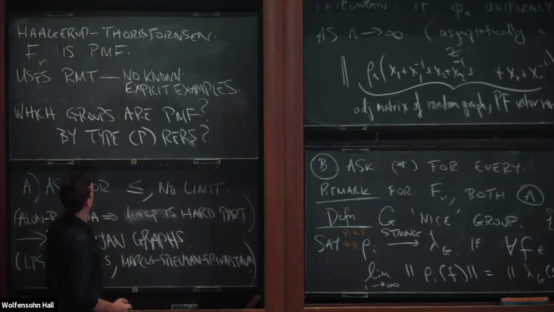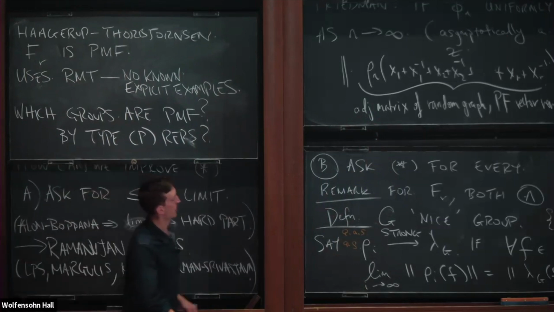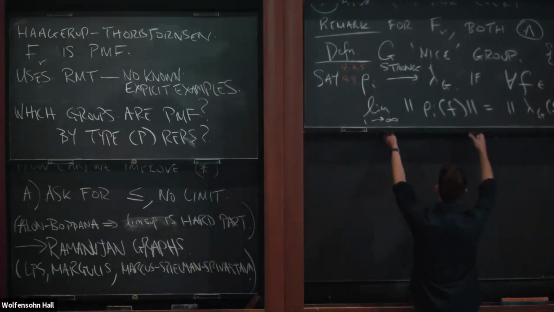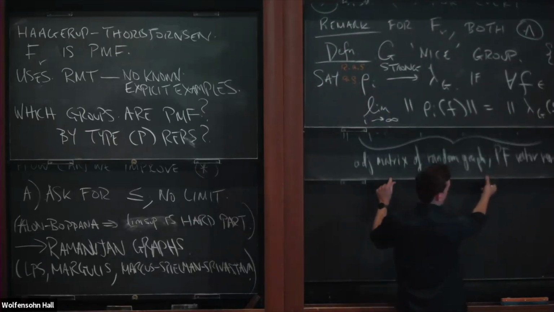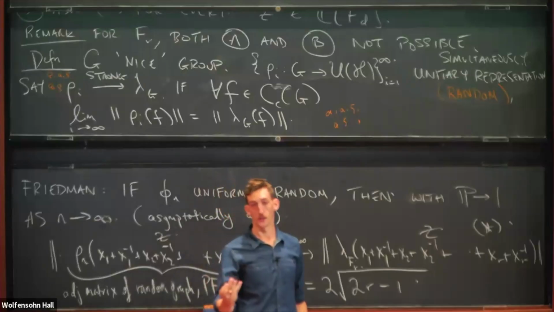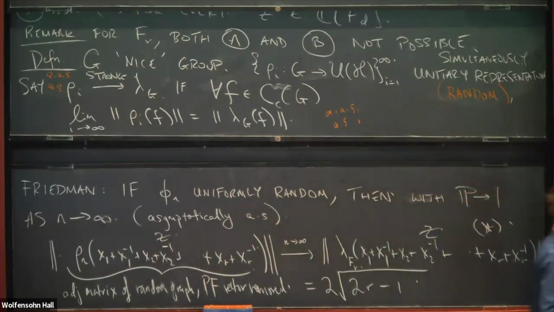So Haagerup and Thorbjørnsen proved that the free group F_r is PMF, but they use random matrix theory and GUE matrices, so they're using Gaussians. So they're definitely not using permutation matrices.